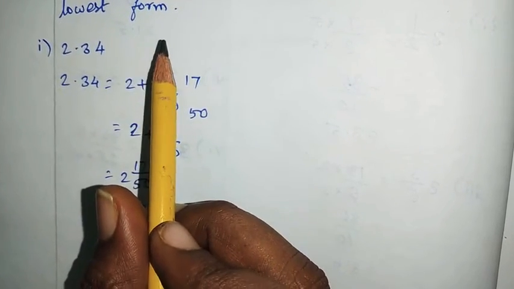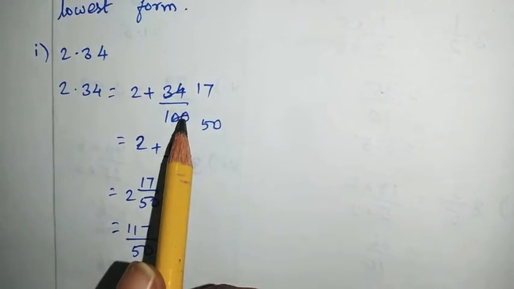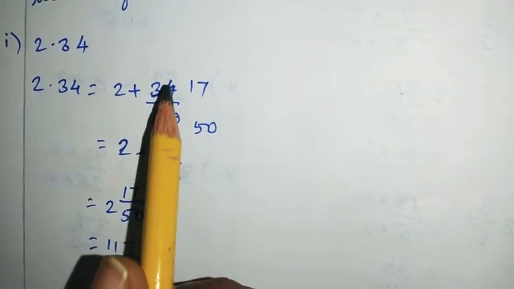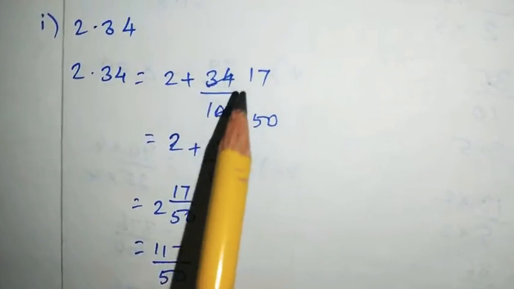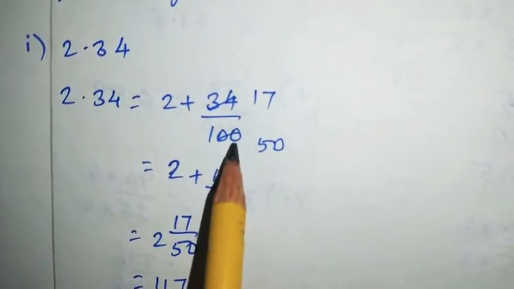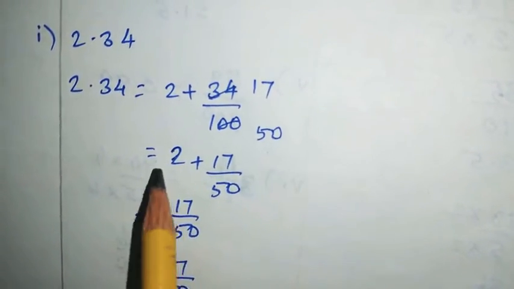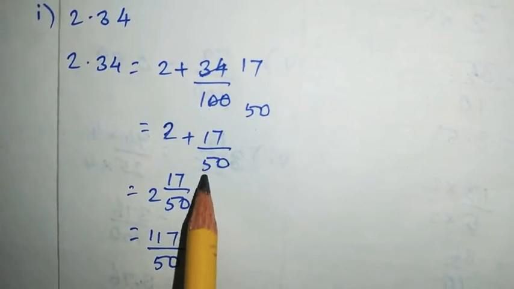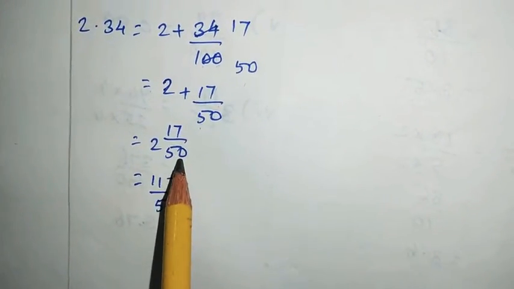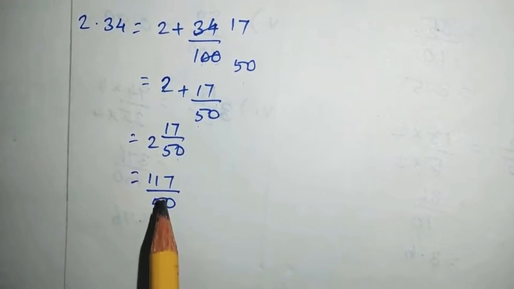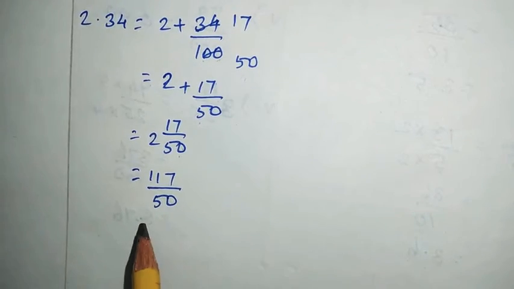First, to convert this into the lowest term, we are going to cancel the numerator and denominator by their common factor. Here 34 and 100 have the common factor 2. Therefore, when we divide the numerator and denominator by 2, we get 17 and 100 becomes 50. That is 2 plus 17 by 50. This can be written in the mixed form as 2 17 by 50. This mixed form can be converted into an improper fraction as 117 by 50.